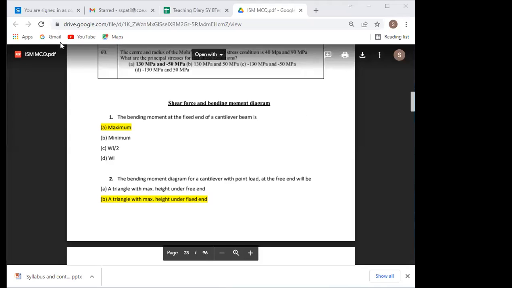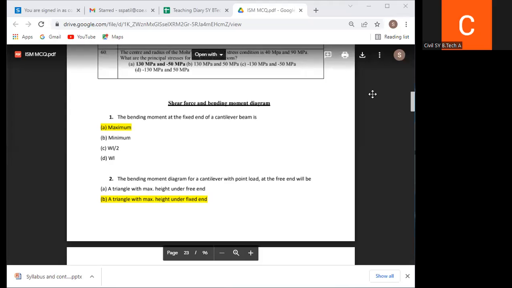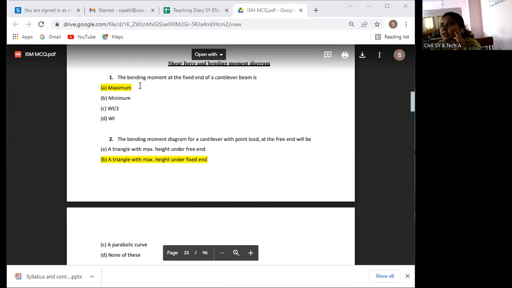So please see here. MCQs on shear force and bending moment diagram. So first, the bending moment at the fixed end of a cantilever beam is. Okay, so likewise MCQs will be asked here. So you have to remember, this is our cantilever beam.